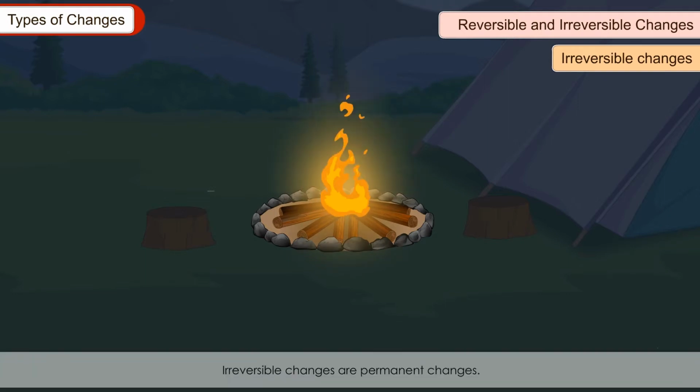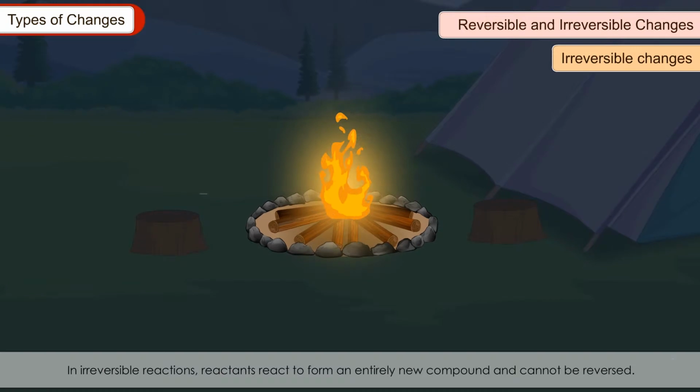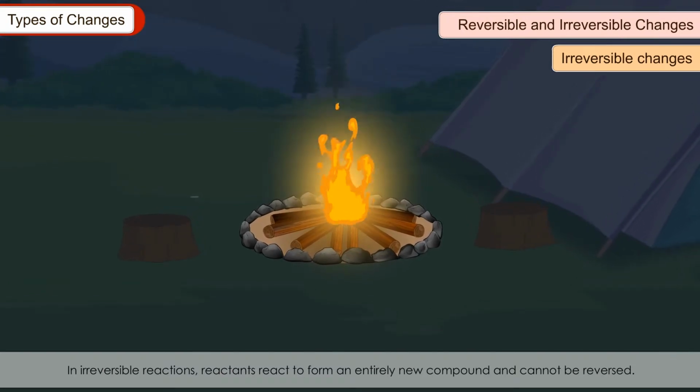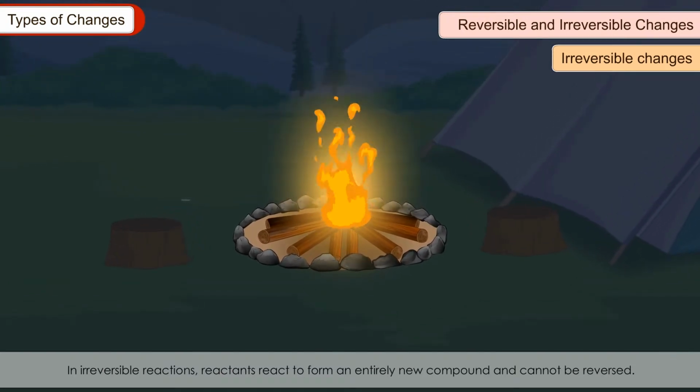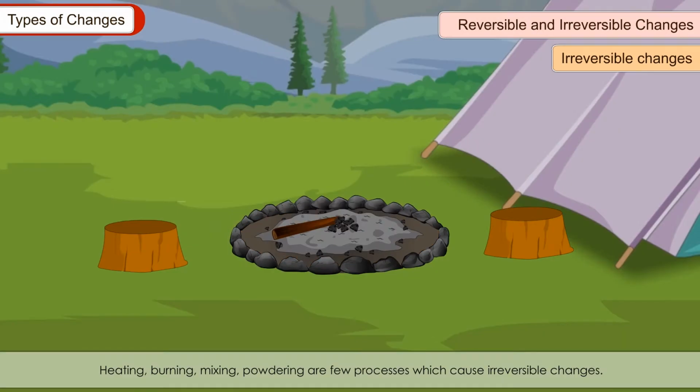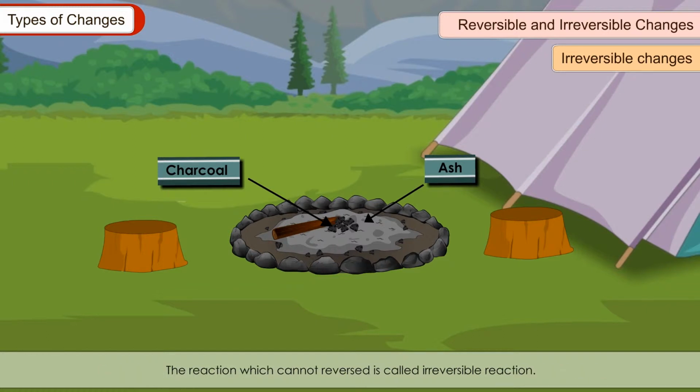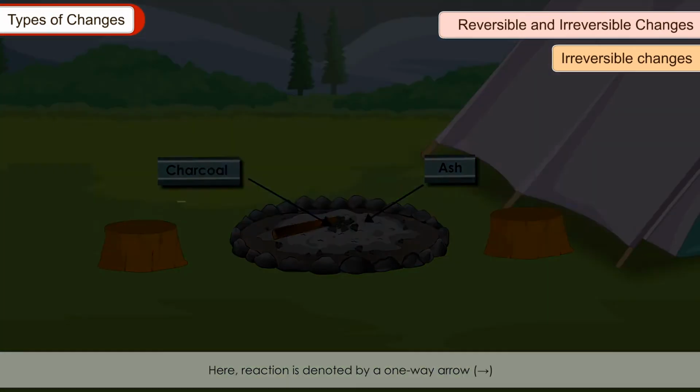Irreversible changes. Irreversible changes are permanent changes. In irreversible reactions, reactants react to form an entirely new compound and cannot be reversed. Heating, burning, mixing, powdering are few processes which cause irreversible changes. The reaction which cannot be reversed is called irreversible reaction. In irreversible reactions, reactants react completely to form a product.